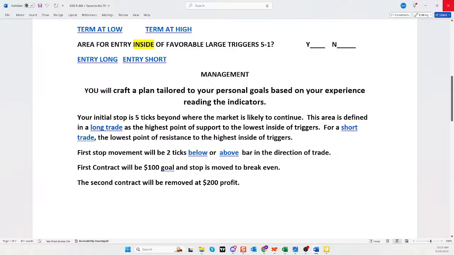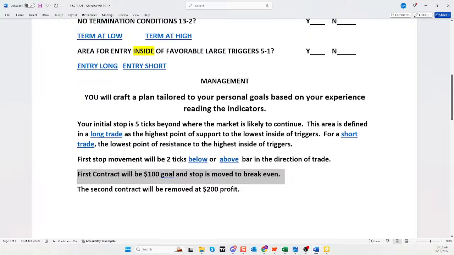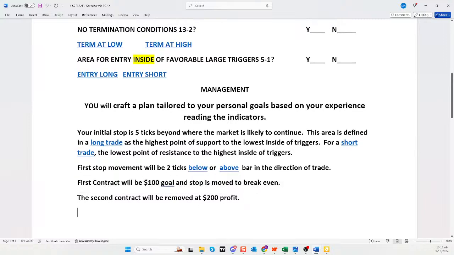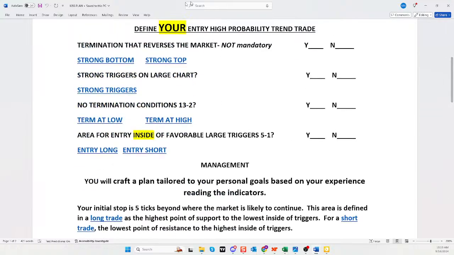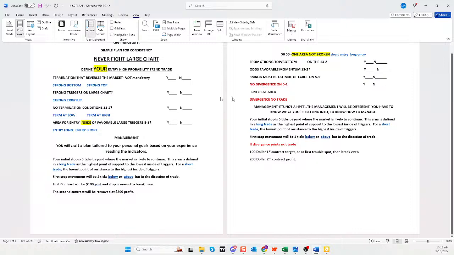If I get in at the right spot, then my initial stop is 5 ticks where the market shouldn't go. If I get a reversal bar, then my stop movement is here. If my first contract's hit, then my stop movement is here, guys. There's no room for opinion. Opinions come from fear, and your gut will lie to you every time. So your KISS plan is designed to optimize your chances of success with a high probability trend trade.